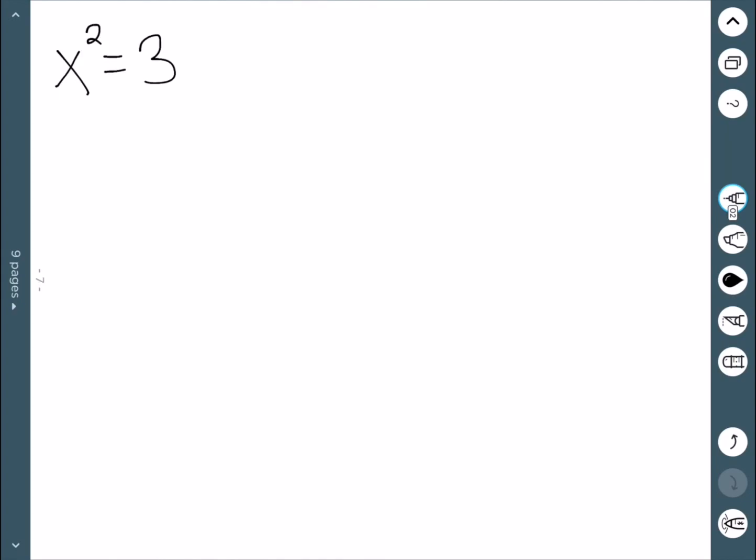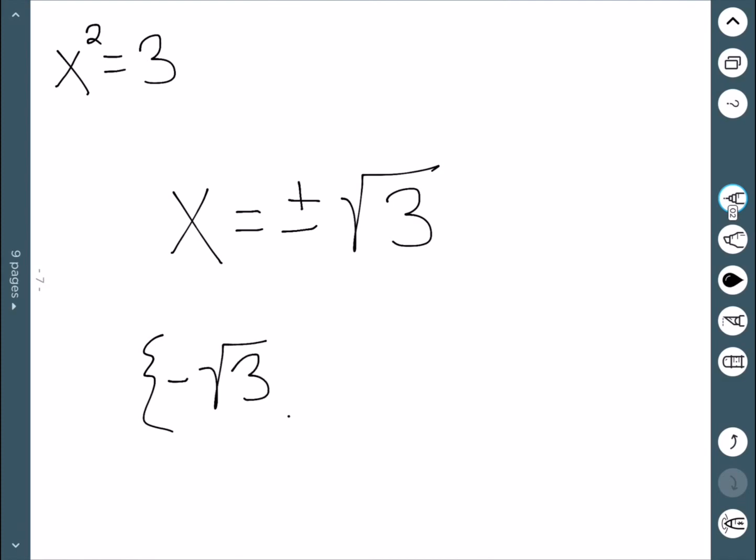For example, x squared equal to 3. According to the square root property, this means x is equal to either the positive or negative square root of 3. So my solution set is negative root 3 and positive root 3.